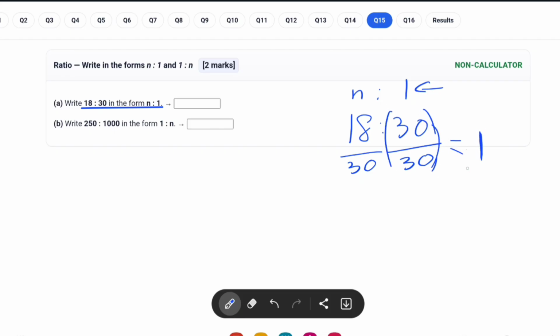And then 18 over 30, you're going to need to move that into decimals. And to do that is 18 divided by 30 on the BIDMAS method.